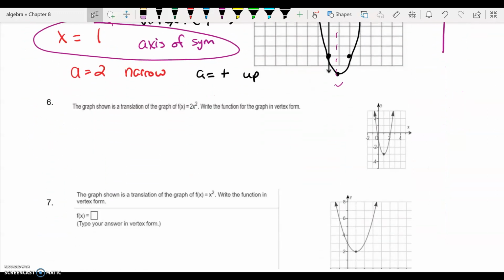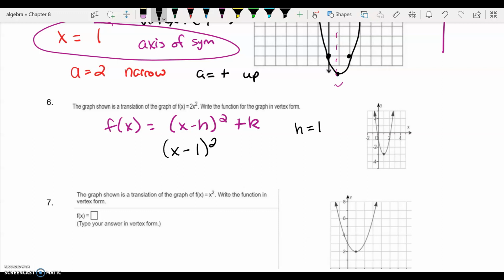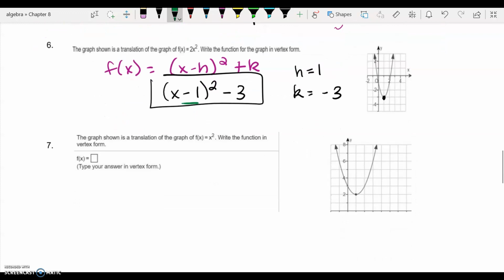Next problem. I want you to write the function in vertex form. So don't forget, vertex form looks like this. Okay, if I go right 1, that means my h is a positive 1. So I'm going to say (x minus 1) squared. Now, if I go down, that means my k is going to change. It's going to be -3. We're just looking at where we move the vertex. So we move the vertex to (1, -3). Remember, if it's a positive 1, this is going to be the opposite sign. So it's going to be a -1. Some of you even missed that on the homework so far, so just keep that in mind.